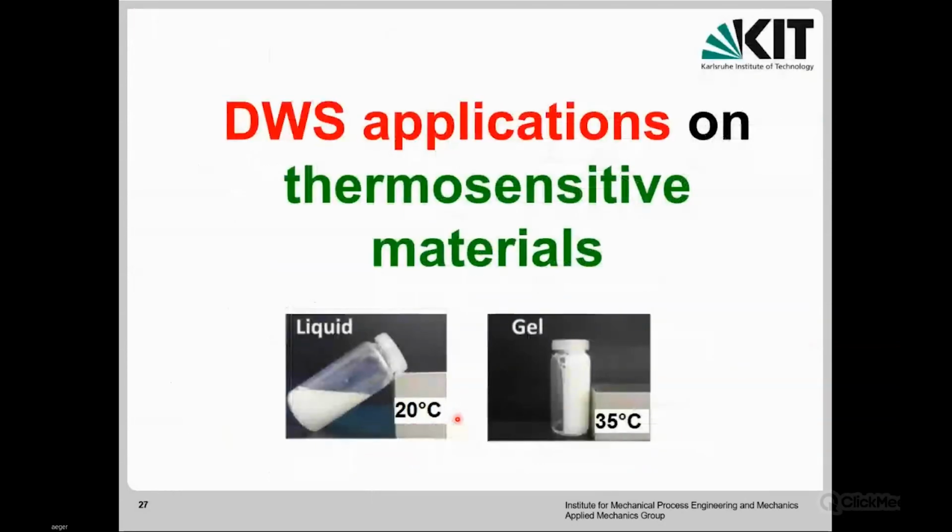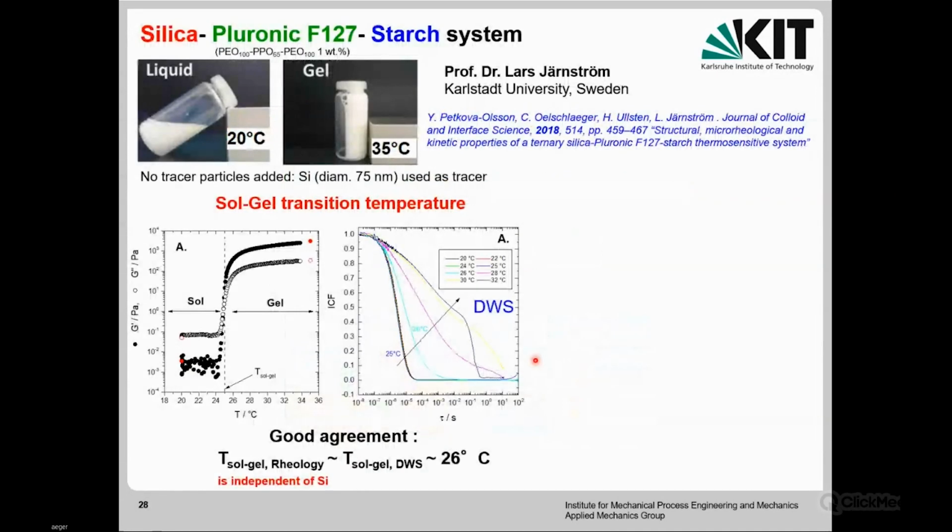And now some application on thermosensitive materials. Thermosensitive materials are when, at room temperature, the solution is liquid and, heated at 35, it becomes gel. So one advantage we take from DWS is to characterize this solid-gel transition temperature. The system we investigated here is silica. It's a ternary system: silica, pyrronic, and starch.